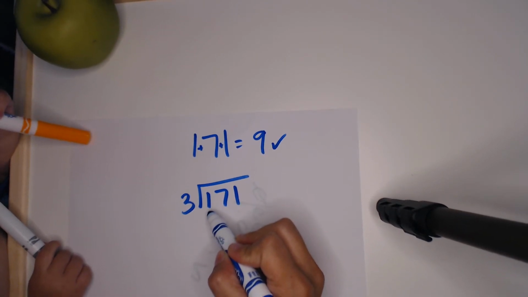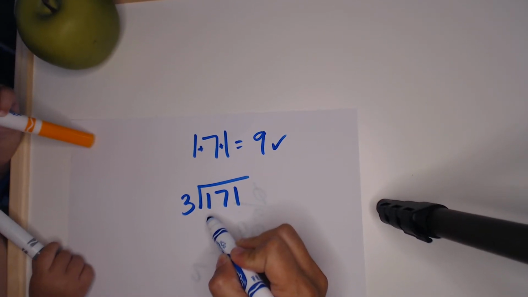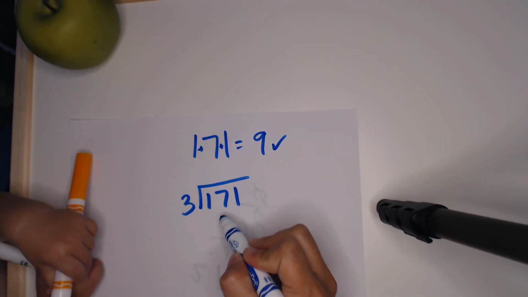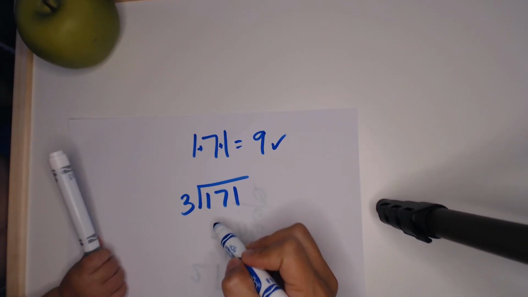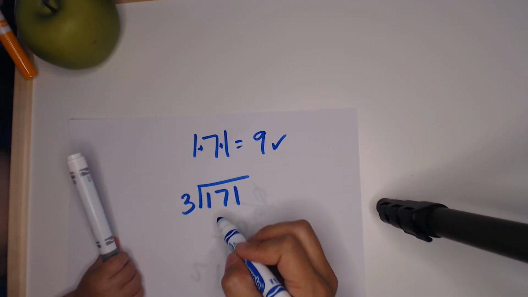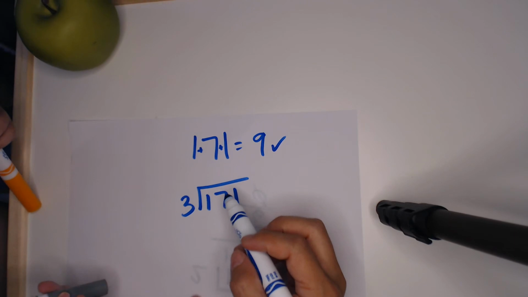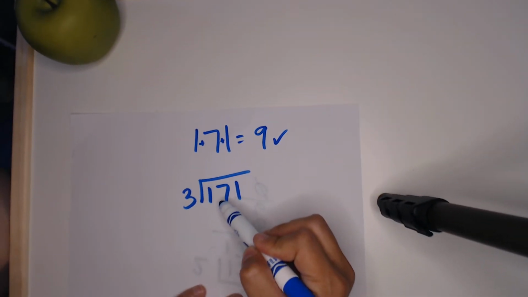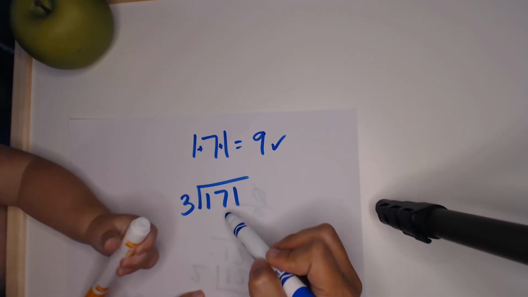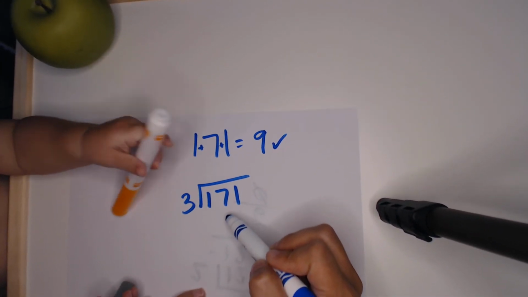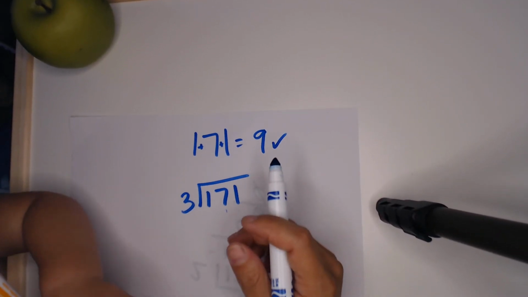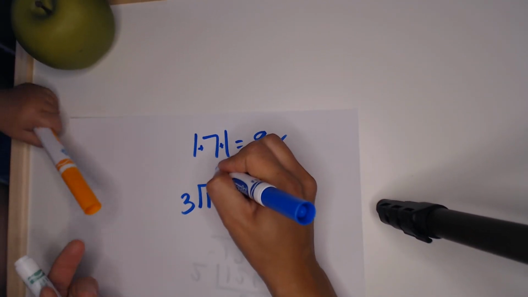I look at the first digit. Can 3 go into 1? No. Can 3 go into 17? Not quite, but we can get close. Okay? So sometimes in division, we're trying to see just how close can we get to that number without going over. So again, if I do 3 times 4, that's 12. 3 times 5 is 15. 3 times 6 is 18. I can't go over, so I have to go with the 5.